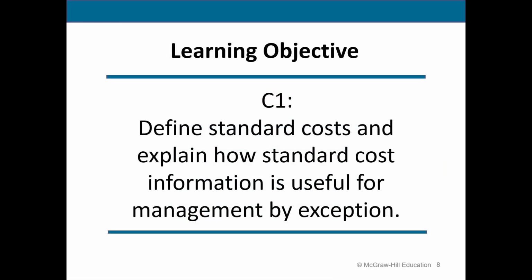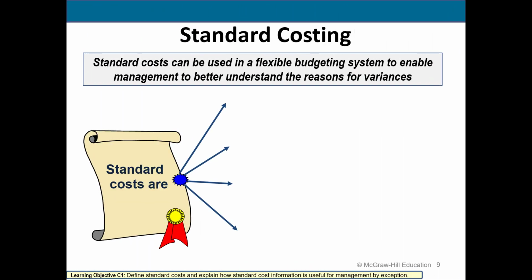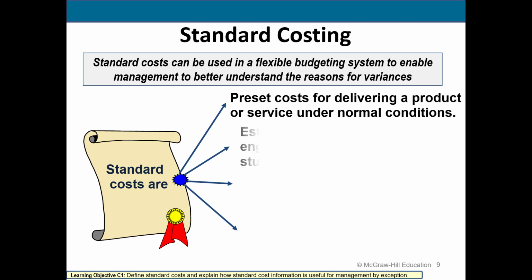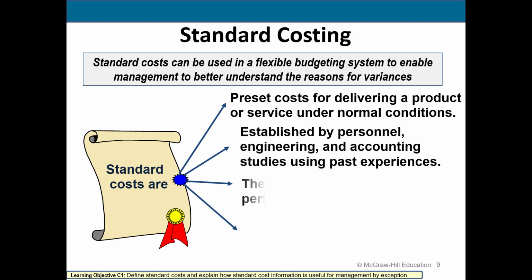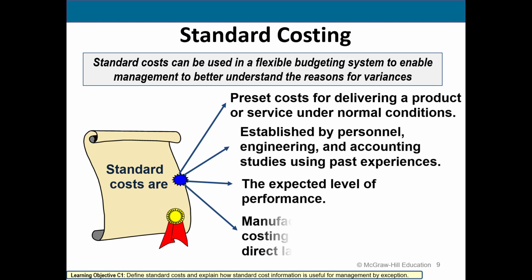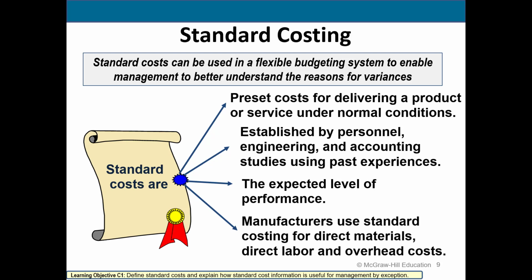Next, we're going to look at standard cost. Standard costs are preset costs for delivering a product under normal conditions. We can think of standard cost as budgeting on a per unit basis. When actual costs vary from the standard, management needs to identify and follow up and take corrective action.